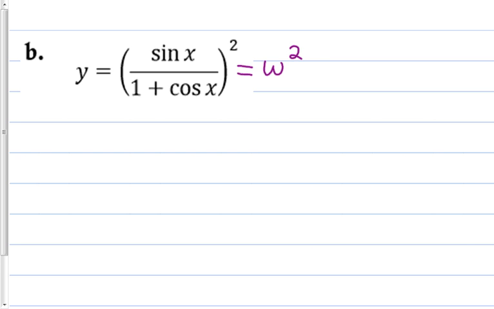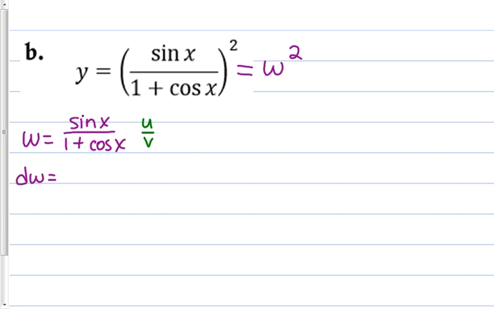So w is sine of x over 1 plus cosine x. Okay, well I need dw. dw is going to take a little bit more work. dw is going to be u divided by v. So this will be u, and this will be v, right?